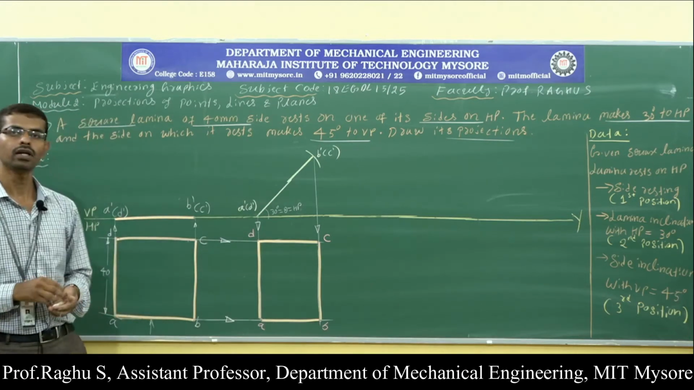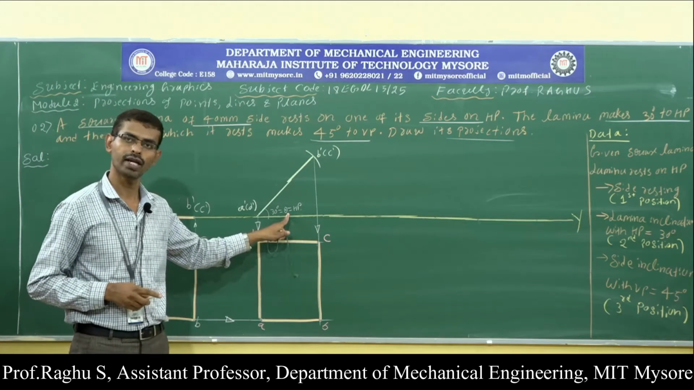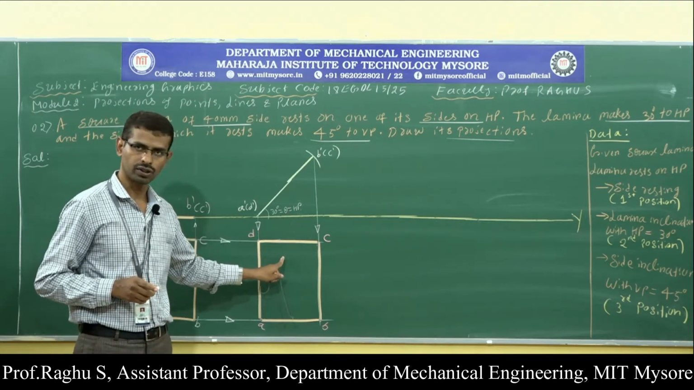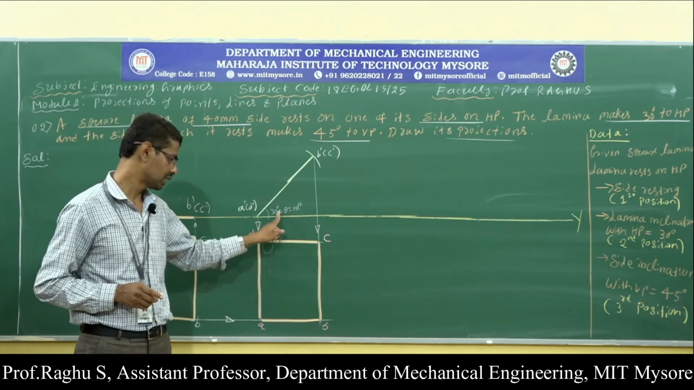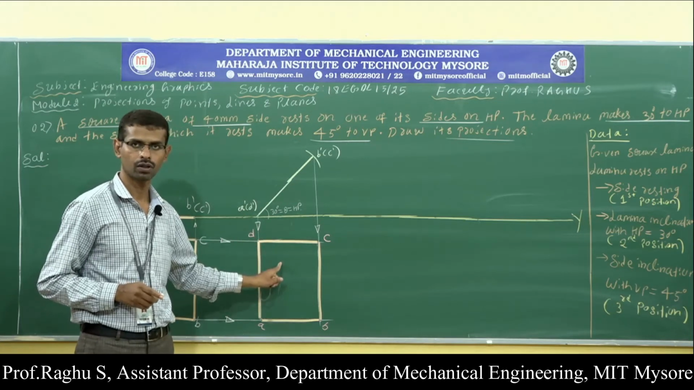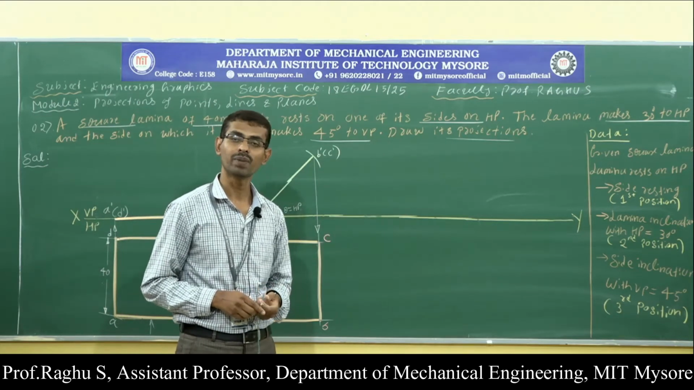Now I have completed the second position top view when the lamina makes 30 degrees with respect to HP. When the lamina is inclined, here the length is going to change. This is the true shape and this is the apparent shape. Because of this inclination, the lamina's length is going to change. Next, to draw the last position, I need the VP inclination.